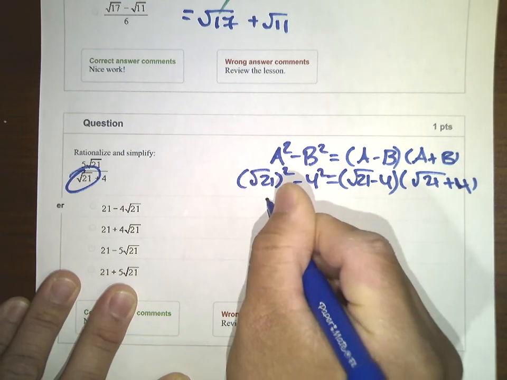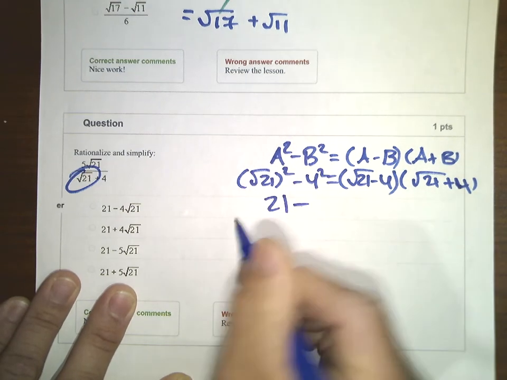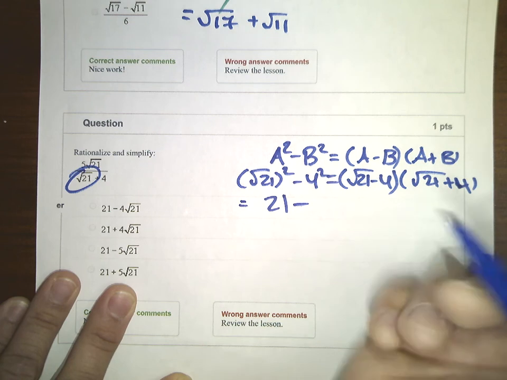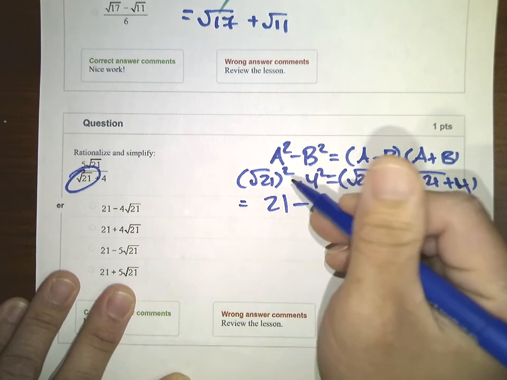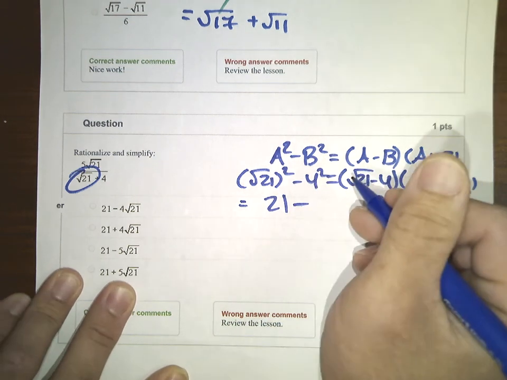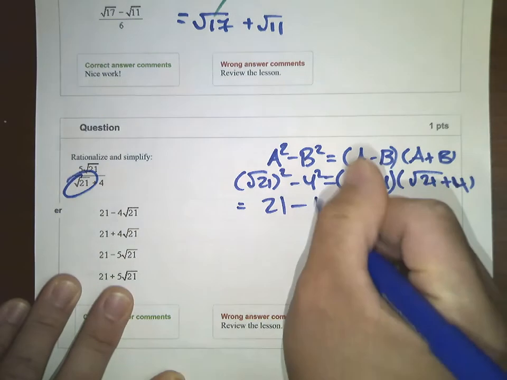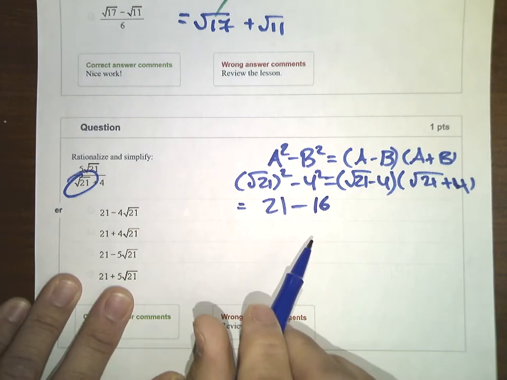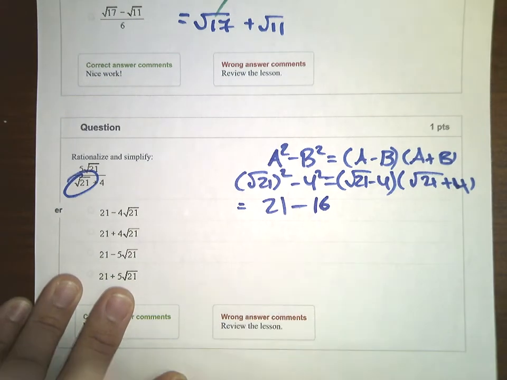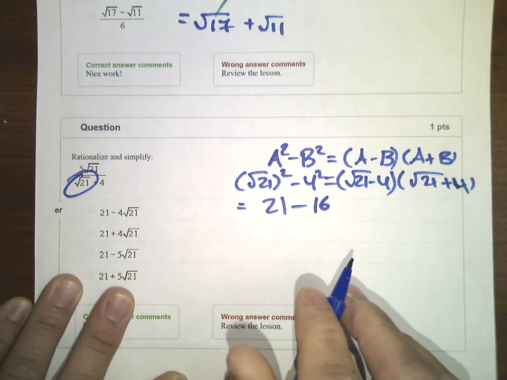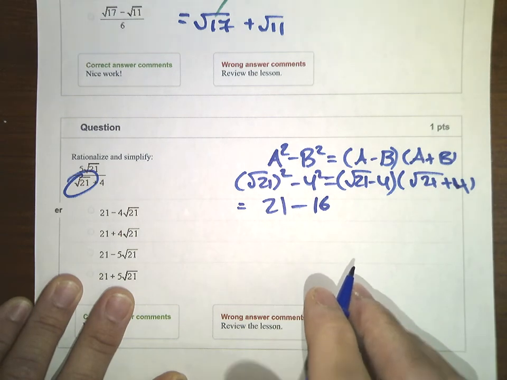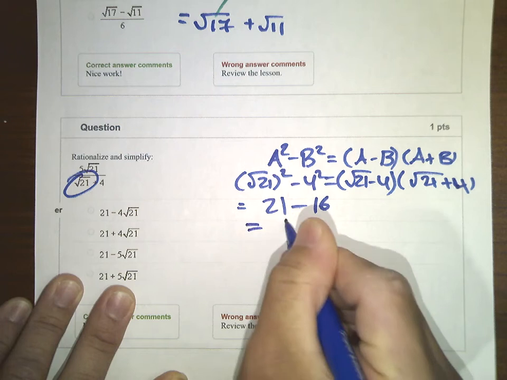So square root of 21 squared is 21. And then 4 squared is 16. Sorry, I just said square root of 16 and 4, but it's already 4, so 4 squared is 16. All right, then 21 minus 16 happens to be 5. All right, so that's 5.